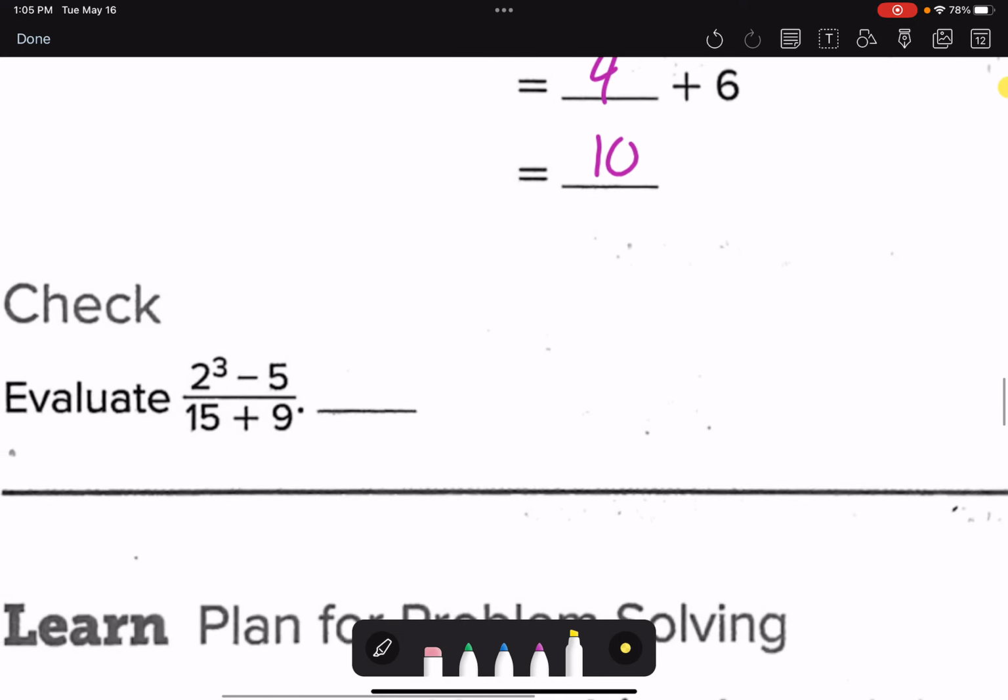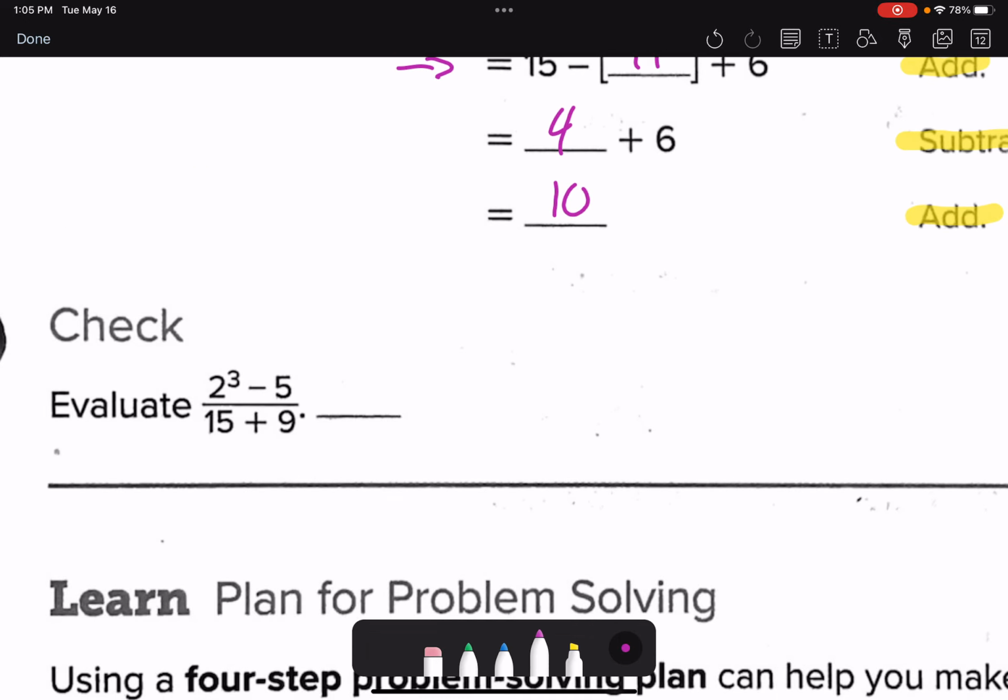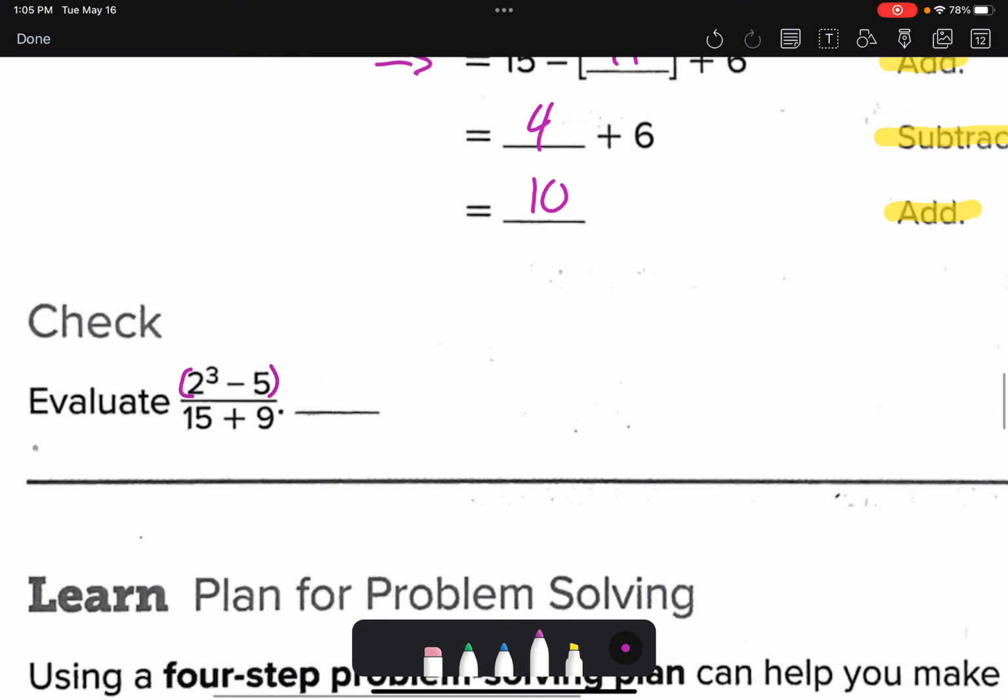Let's go ahead and do this practice check your understanding problem. We have 2 cubed minus 5 over 15 plus 9. Now, although you don't see any parentheses, again, that fraction bar indicates there is grouping here. So if you want to, you can add parentheses to help you understand that. So let's do the order of operations in the numerator first.